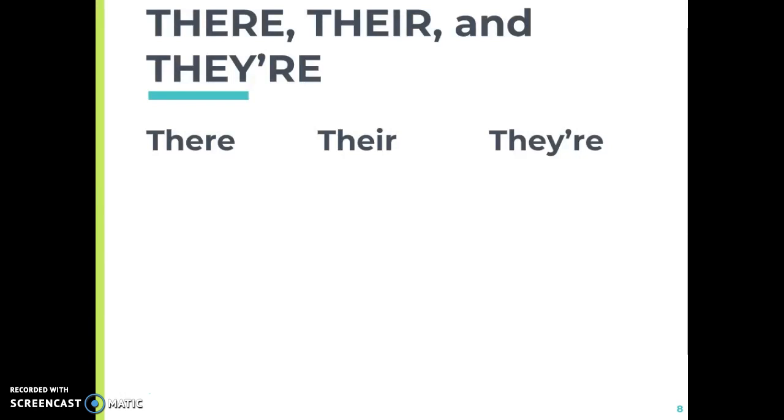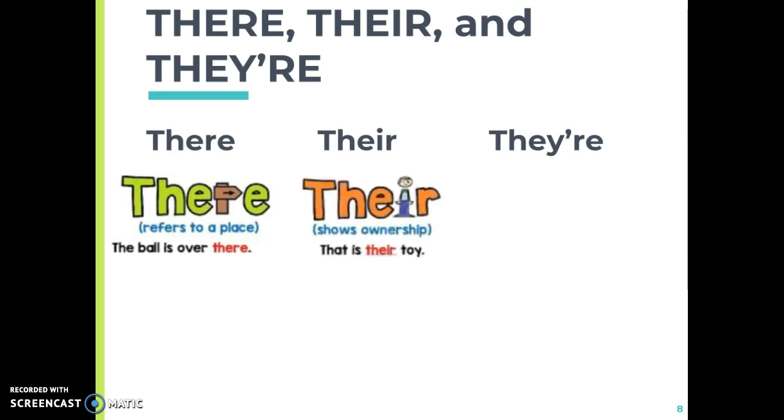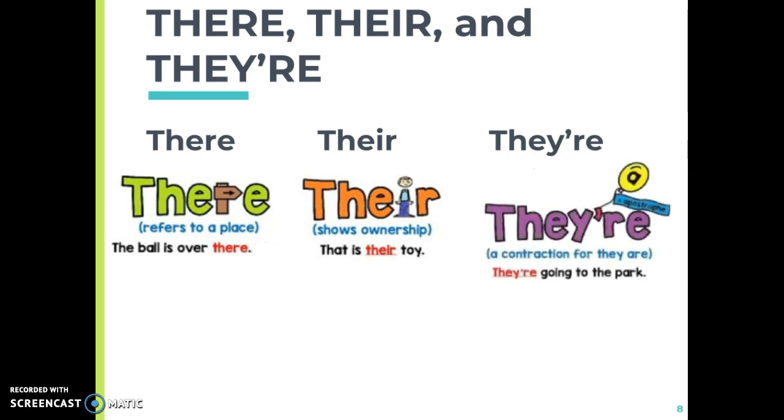Next are the three theirs. The first there, ending in ERE, refers to a place, like the ball is over there. The second their shows something belongs to a group, like that is their toy. You can remember it because it's the only one with an I in it, which you can think of as a person owning something. The third they're is a contraction for they are, like they're going to the store. You can remember it because it's the only one with an apostrophe in the middle of it, which means that it can be broken down into two words.